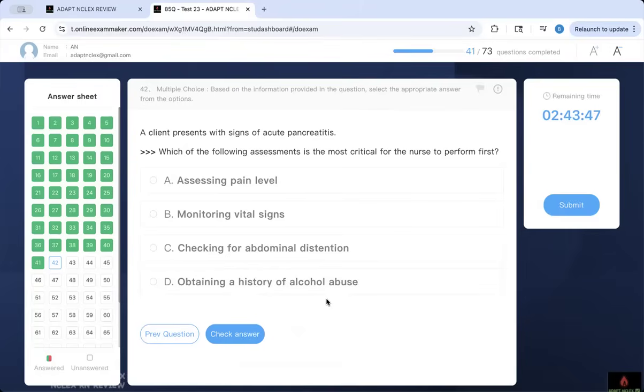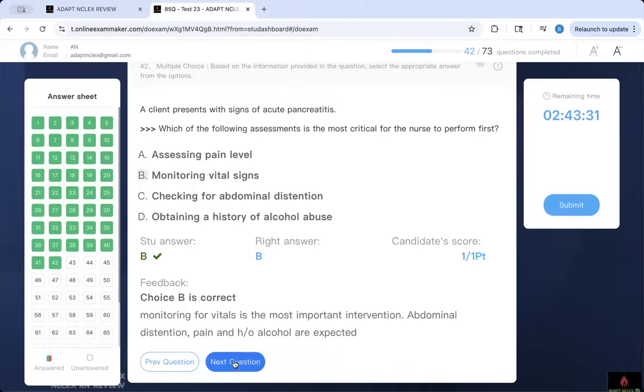What do you think? The most important is how sick the patient is. I know they're going to get pain. I know they're going to get abdominal distension. Alcohol is not going to help me right now. I've got to check their vitals and make sure they're stable.